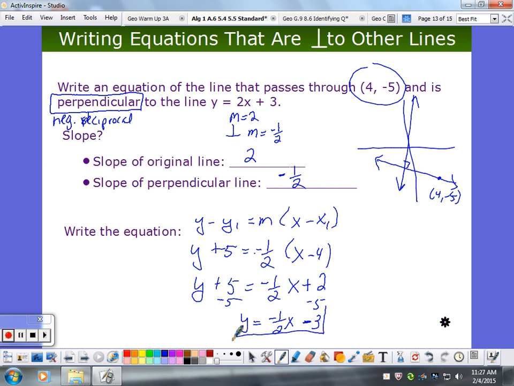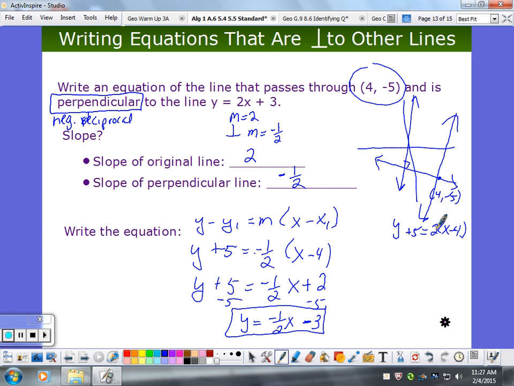What do you guys think? We like it? Yes. And that's what I'm using in point slope. Now, if it had said parallel, what would be different about this question? Same slope. You do the same thing, except instead of putting -1/2, you put 2. So if I wanted the line parallel, it would be y plus 5 equals 2 times x minus 4, and work that one through and get this one.